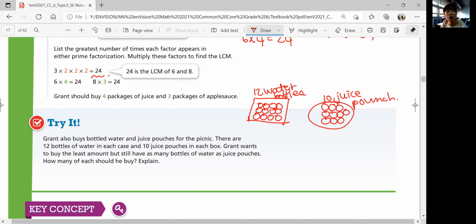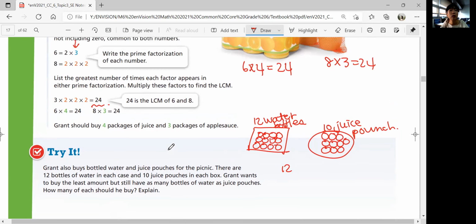Okay, so you're going to figure out the LCM. Use the prime factorization for 12 and 10. Divide them until you cannot. So 12 is 2 times 2 times 3, right? What about 10? Divide 10. 2 times 5. So 10 would be 2 times 5.